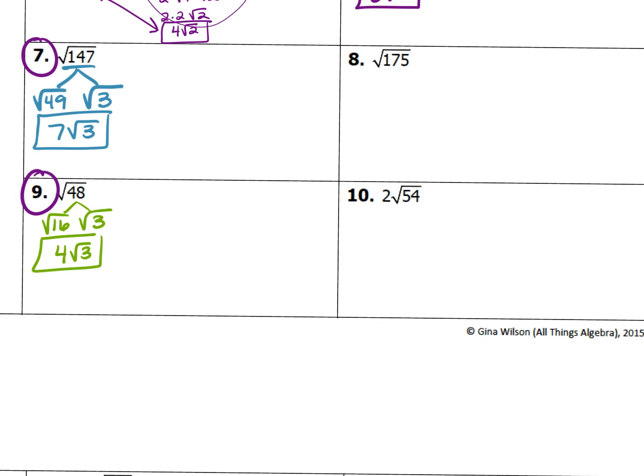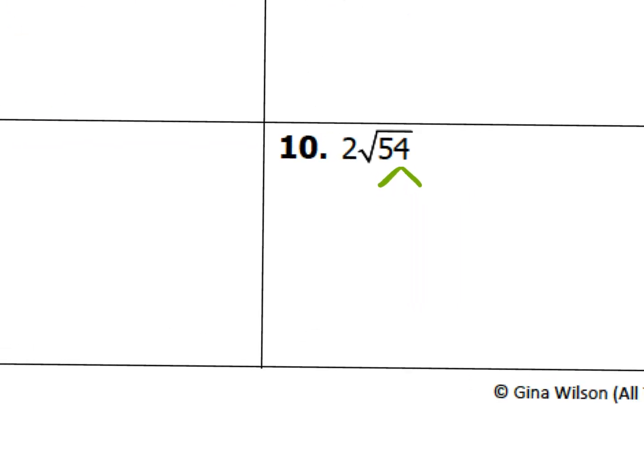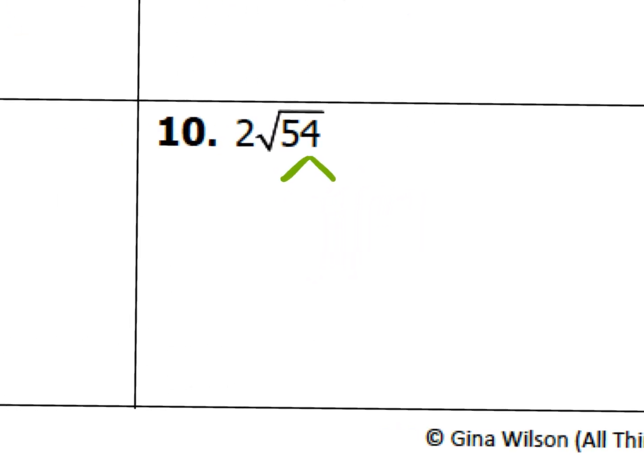Okay, number 10 then. No, we didn't do number 8. Number 10, you have 2 times the square root of 54. What perfect square is 54 divisible by? Try that in your calculator if you don't know it off the top of your head. 9. Okay, so 9 and 6 will be those numbers.